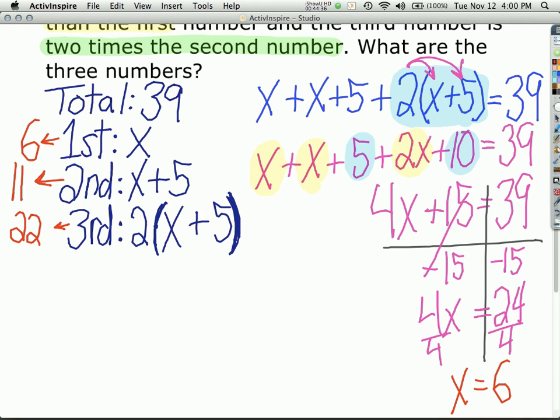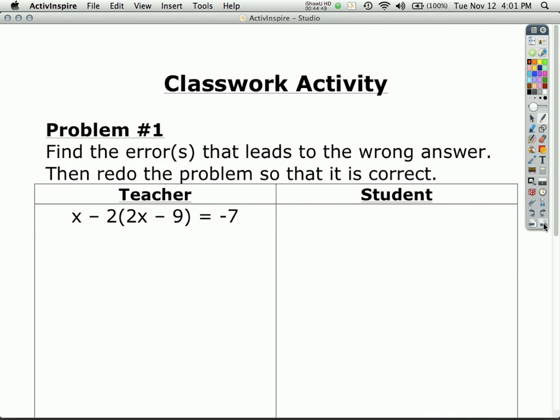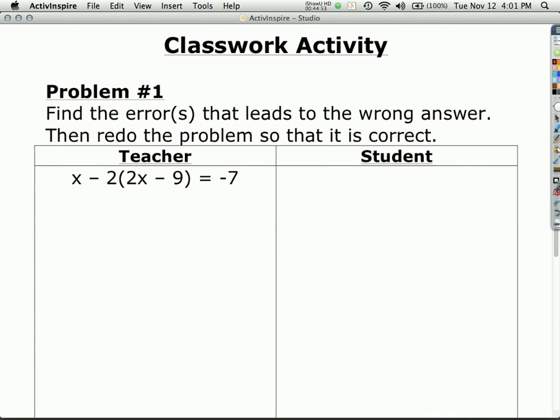Good. So, now we've worked through some more challenging things. Now we're going to do the activity, and we've done this activity before. The activity where we switch roles. So, everyone draw a line across your paper and write classwork activity. Problem number 1. You don't have to make it big, right?